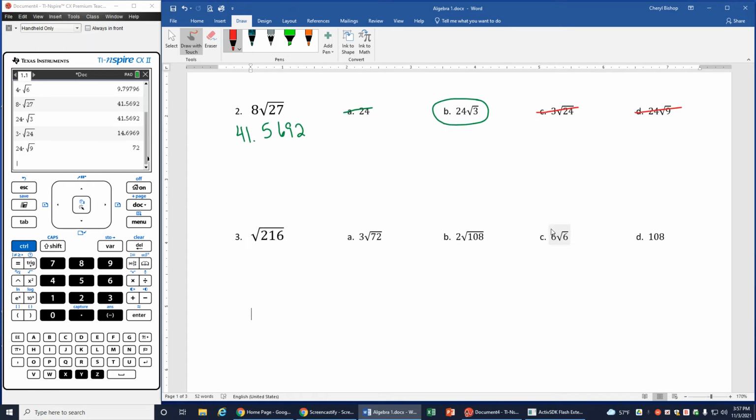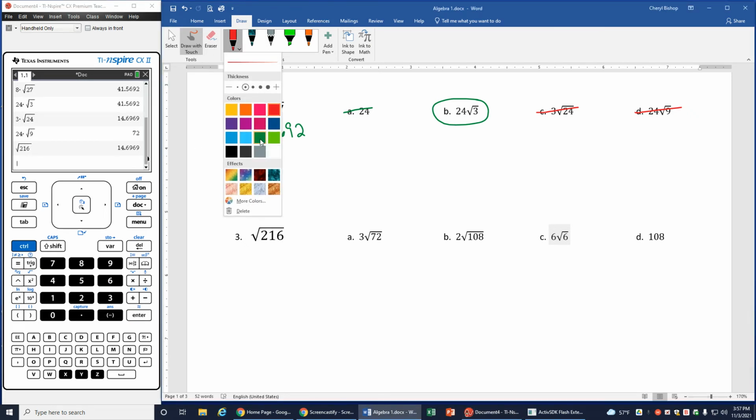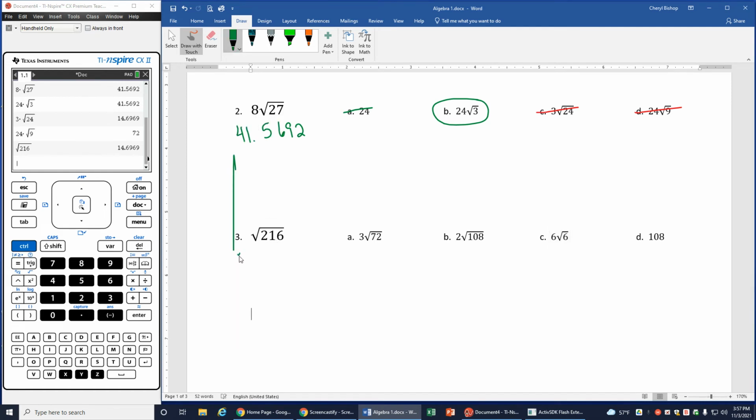Okay, all right, so the last one of these we're going to try is the square root of 216. The square root of 216 gives me a value of 14.6969. So let's see which one of these is going to give me that. I know it's not going to be D. That's not going to work out.